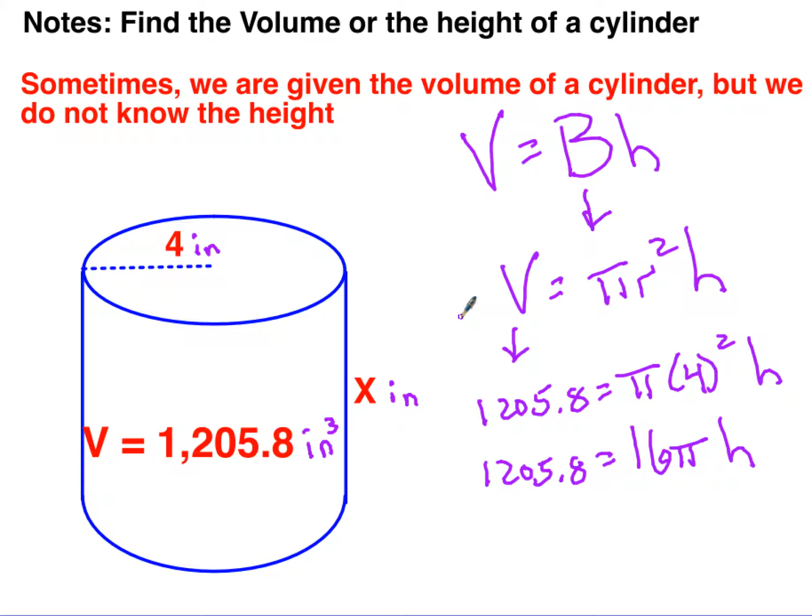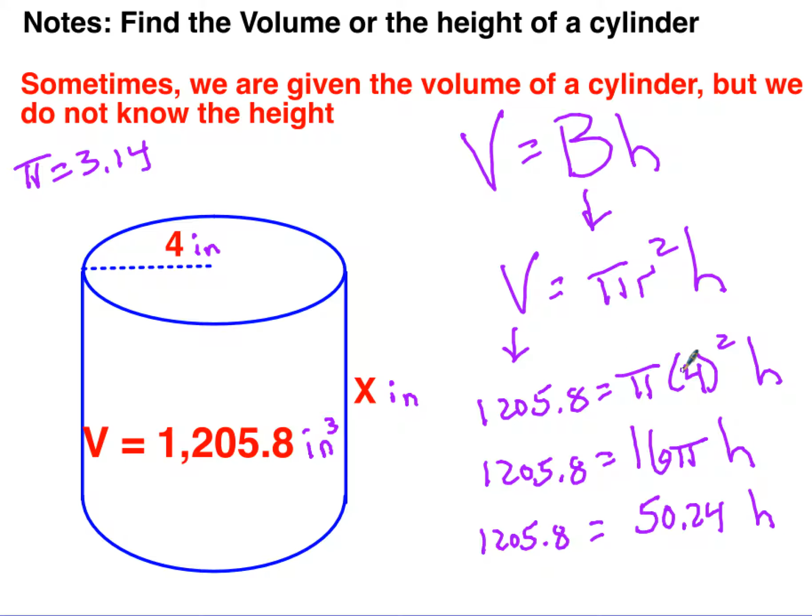Now I can do 16 times pi, and if we remember, pi is equal to 3.14. This is where you can use a calculator. Just plug in 16 times 3.14 and you'll get 50.24 times h, and all that is still equal to 1,205.8. So far, we haven't actually changed anything from when we were finding the volume of a cylinder.